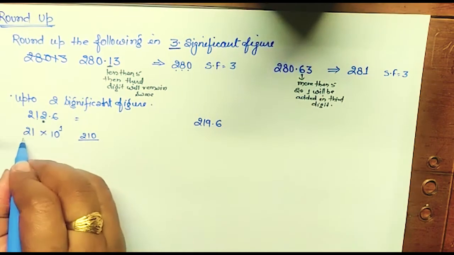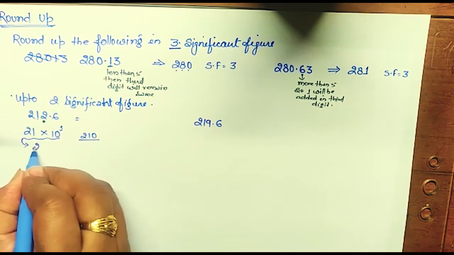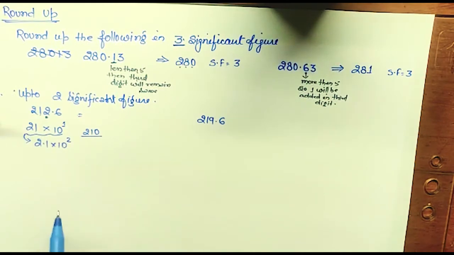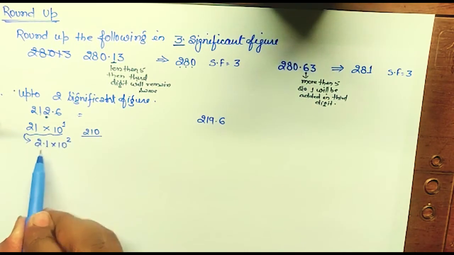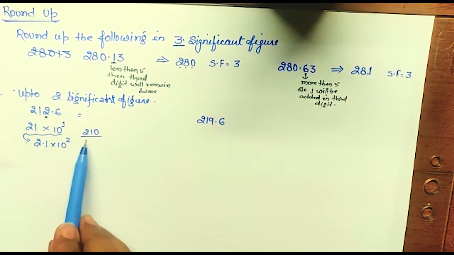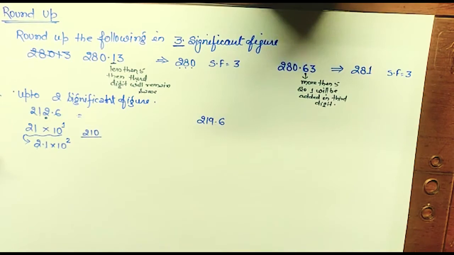Or you can do it in this way. This is not in scientific form, so you can write 2.1 times 10 to the power 2. In this way also, the significant figures are only 2, isn't it? Clear? And the value is almost the same. Are you getting what I am explaining? That is a very important topic.